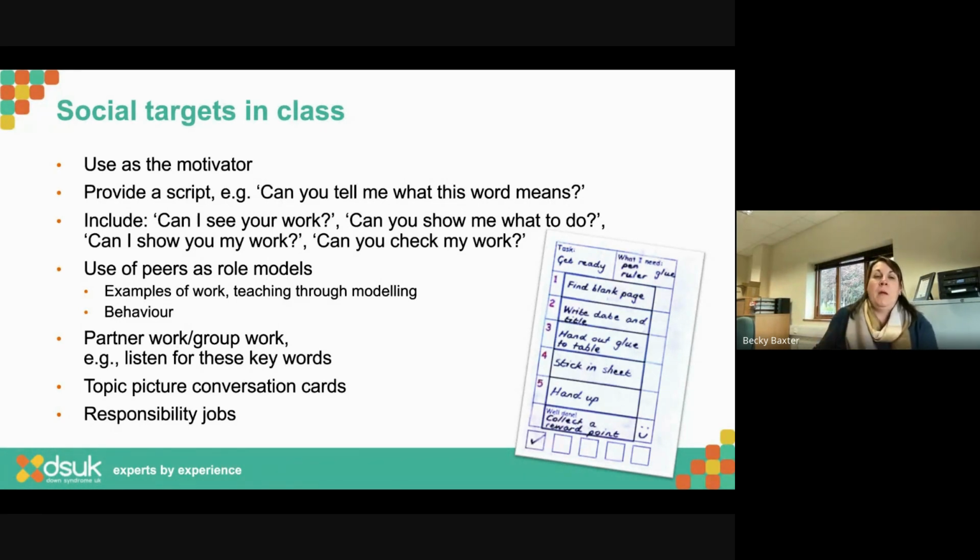Having a topic picture or conversation card, so I know I can show those to my friend all about the topic. Might have some key questions I can take out that are actually linked to my targets. I can ask a friend, they can ask me. Having jobs or responsibilities, so we know what their social target is within the lesson. Part of the lesson, when I plan my differentiation, is going to have that bit built in.